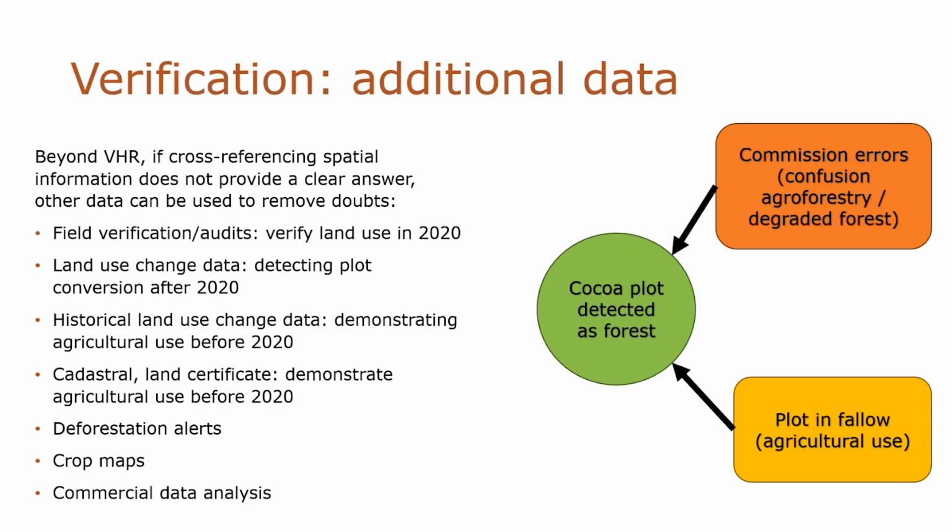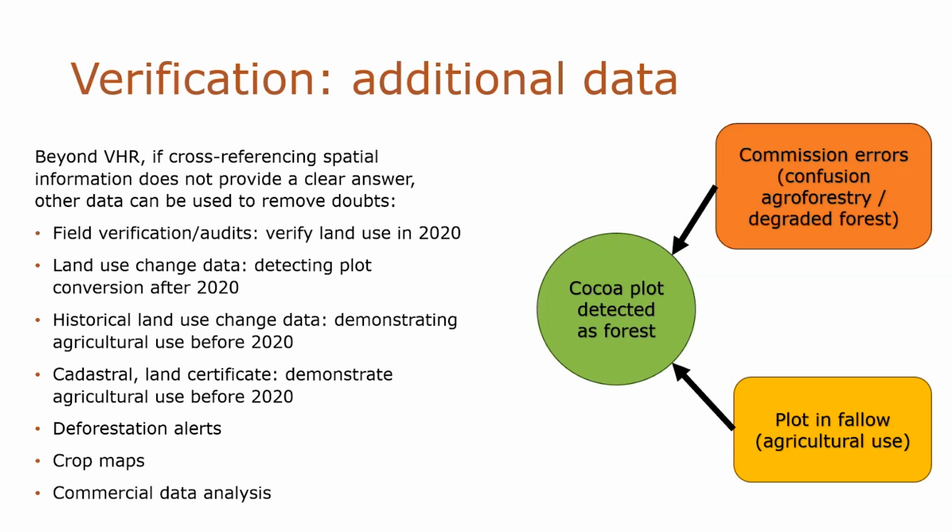When you have your decision tree, you can clean most of your data, but there will be some plots that need this additional information. Our recommendation is to not stop only with the geo information, with satellite images, with maps and so on. We need to go further. Field verifications, land use change data, like when you do a time series analysis, we know that there are changes, detecting that the plot is changing.